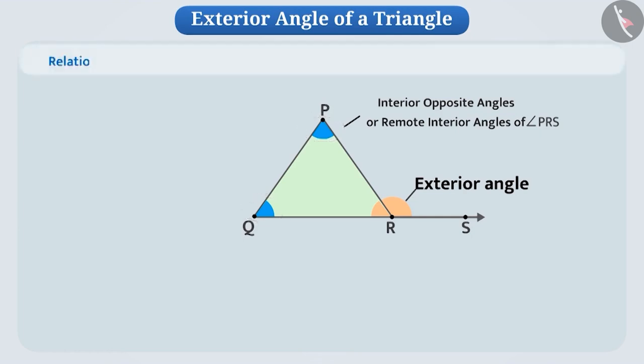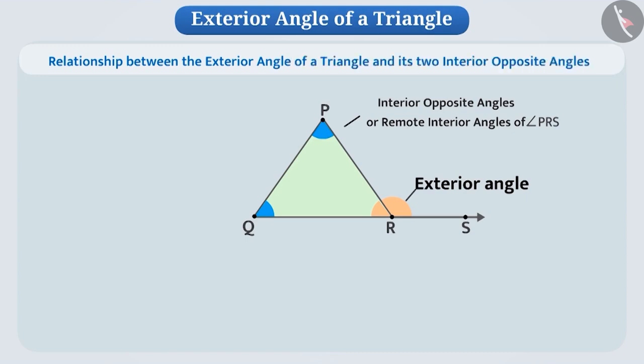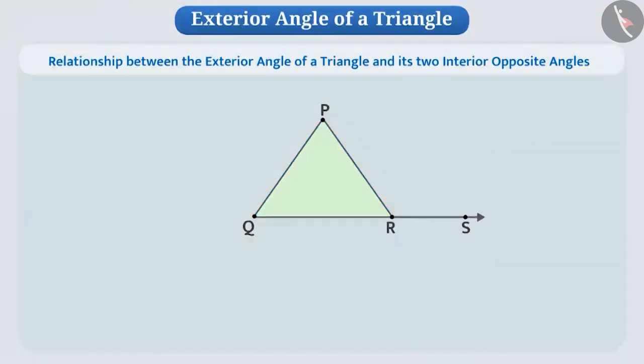The exterior angle of the triangle and its two interior opposite angles share an interesting relationship. Let's understand this in the case of triangle PQR and its exterior angle, angle PRS. Cut out or trace copies of angle RPQ and angle PQR and place them adjacent to each other at angle PRS. As you can see here, angle RPQ and angle PQR together entirely cover the angle PRS. What does this tell you? Give it a try.